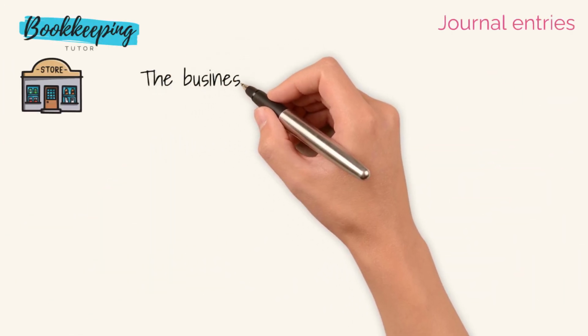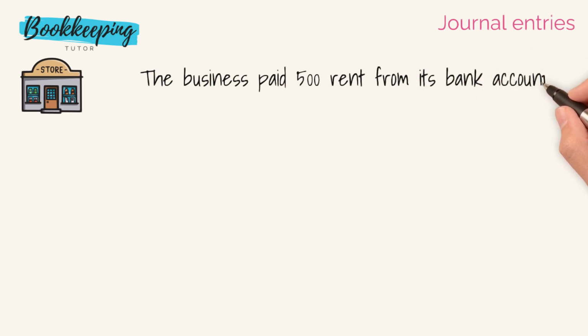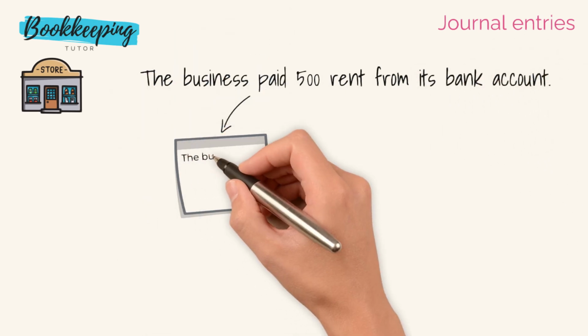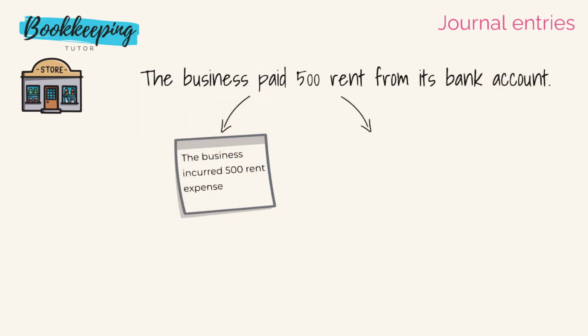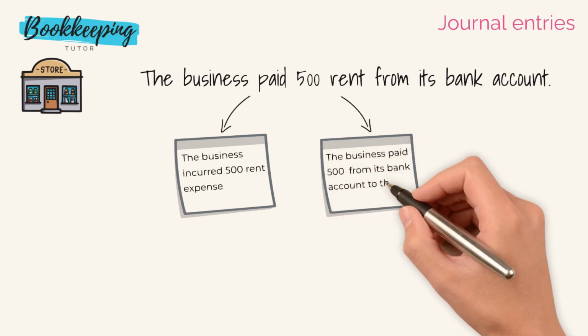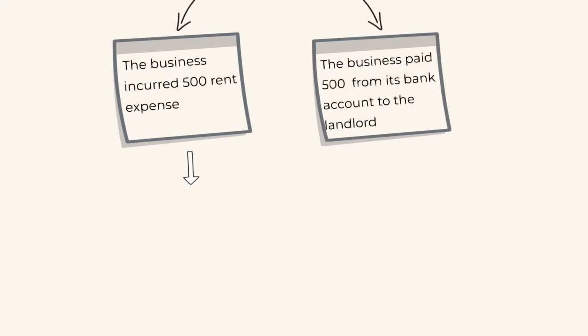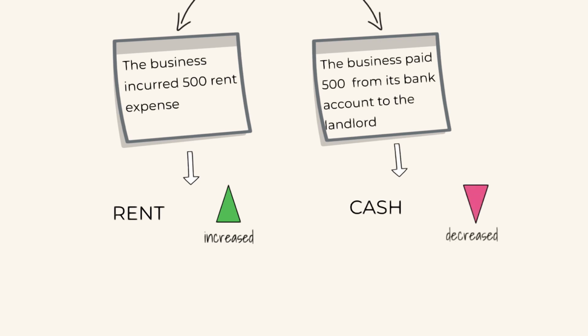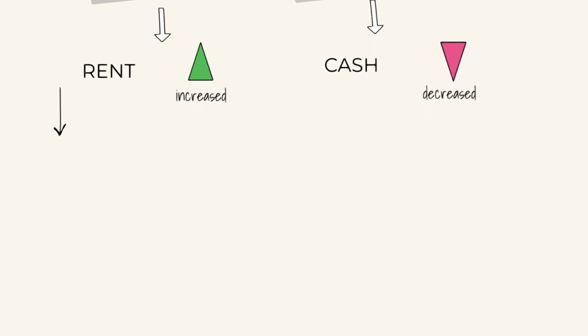The next transaction is that the business paid $500 rent in cash. Now you know it, of course. The business paid $500 cash from its bank account to pay their rent. So the cash decreased by $500, as well as the rent expense increased by the same amount. The rent expense is obviously an expense account, and the increase on an expense account is debit. Therefore, we need to debit the rent expense with $500.